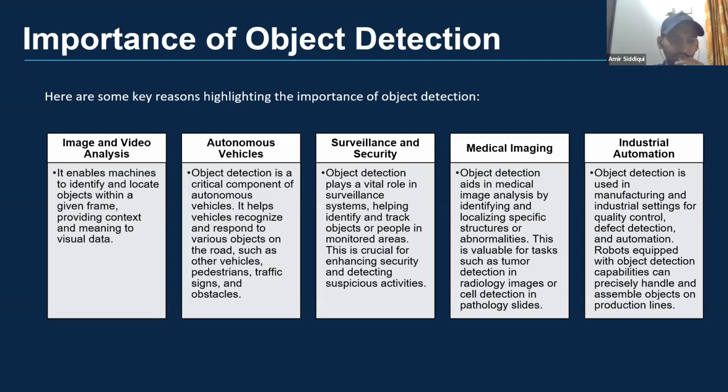So if you have a video and you want to identify a person moving in the video, then you can apply the same algorithm in your video as well. There will be very minor changes, but overall it will remain the same, and you can apply this in both image and video. Now the second one is autonomous vehicles.